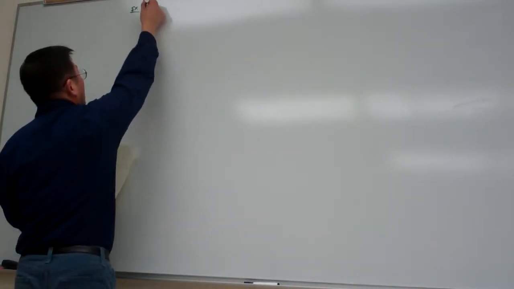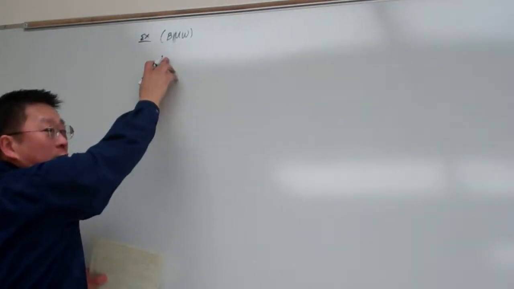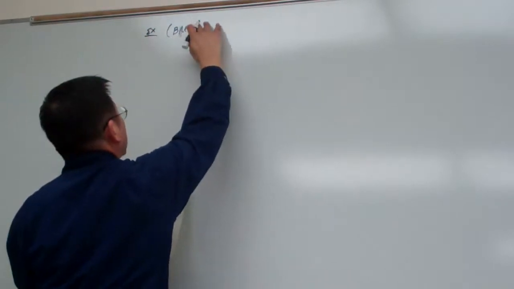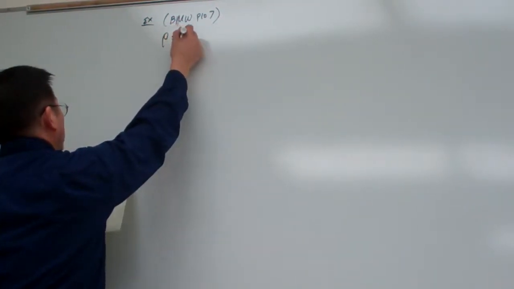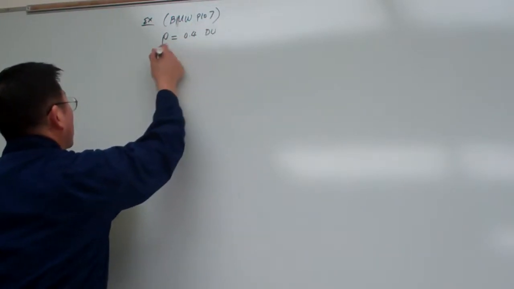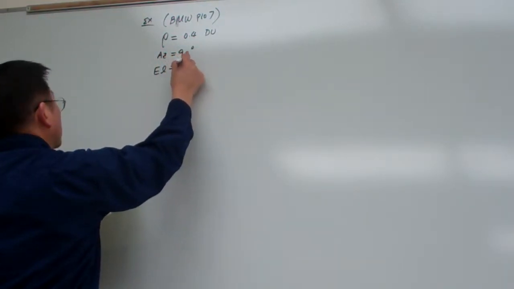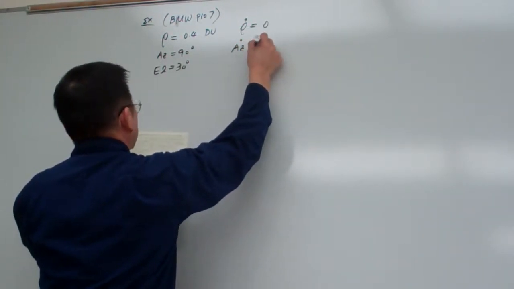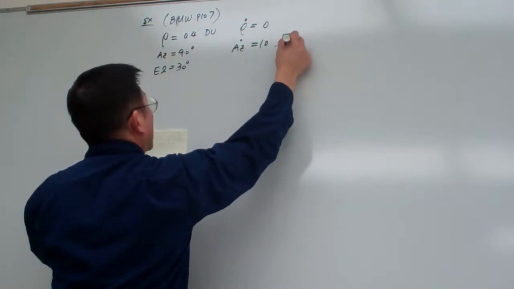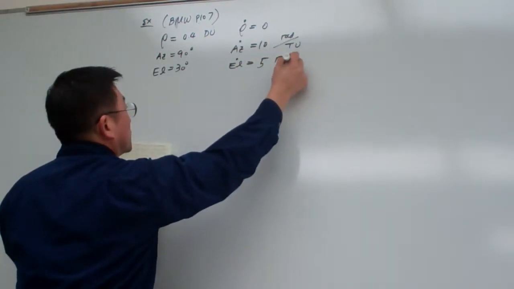So for the example, this is our textbook, BMW, the initials of the last names of the three authors, on page 107. From one radar site, we have the following observations: rho equal to 0.4 DU, AZ equal to 90 degrees, and elevation equal to 30 degrees, and rho dot equal to 0, AZ dot equal to 10 radians per TU, and EL dot equal to 5 radians per TU.